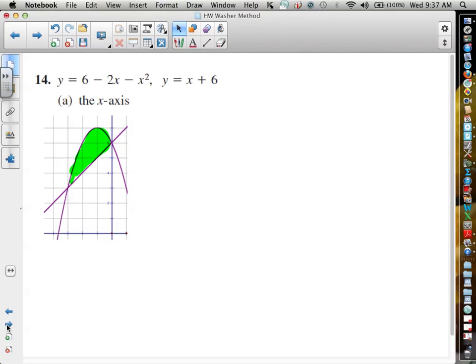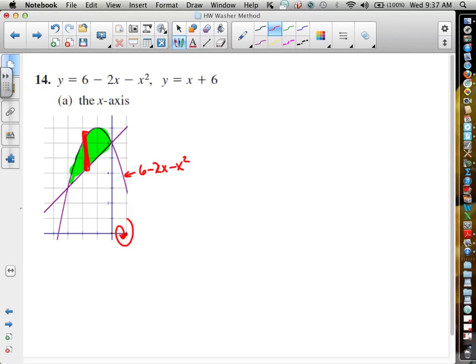All right, 14a, same idea. Draw that sample rectangle in here, rotating around the x-axis. Draw that rectangle so it's perpendicular to the axis of rotation. The parabola is the top end of the rectangle, 6 minus 2x minus x squared. The bottom of the rectangle touches the line, which is x plus 6. So my volume then would be pi. These points of intersection here, this is negative 3, 3. This point of intersection is 0, 6. So my x ranges from negative 3 to 0.